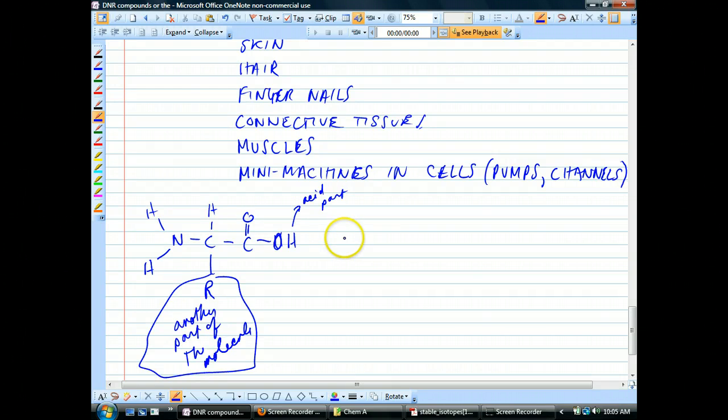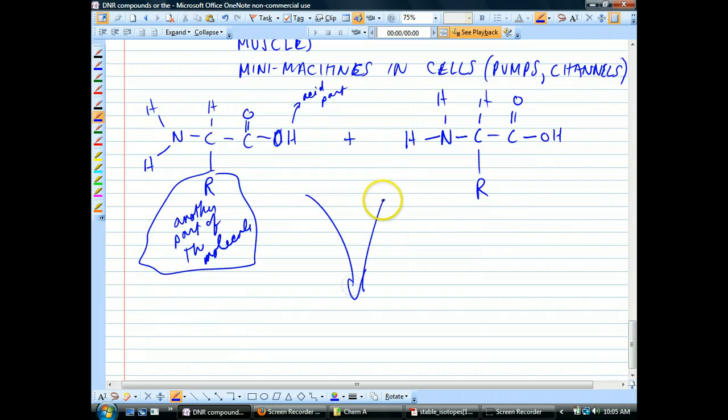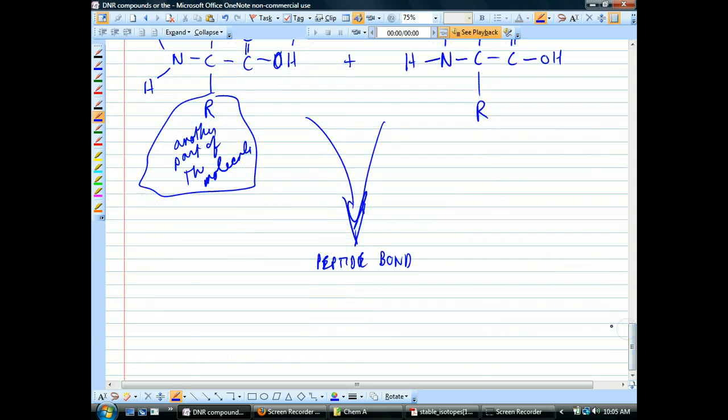Now, what happens is two amino acids can join to each other. So I'm going to draw another one here, and this is going to look the same. And these two things can join together, forming a peptide bond. You should know that word. Peptide bond, forming the first little protein, because now we have a polymer of two of these things.